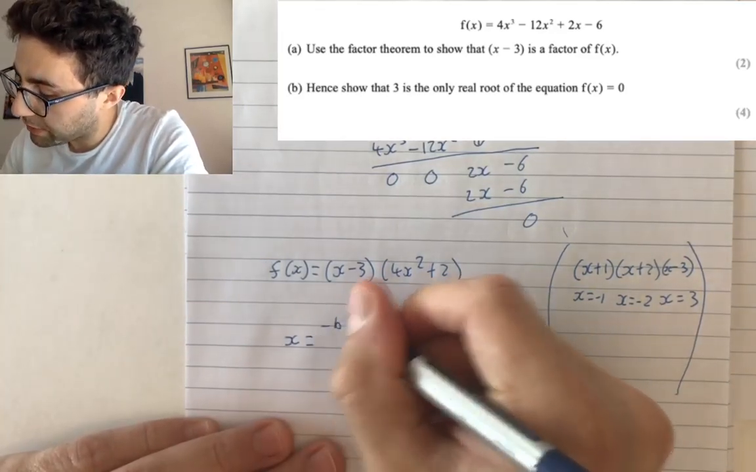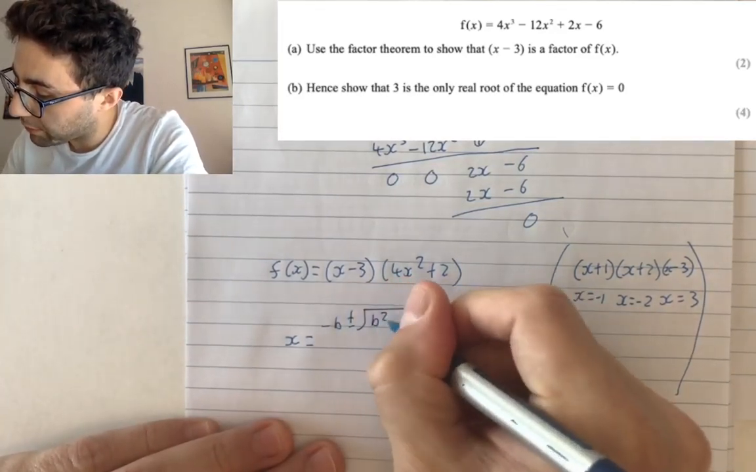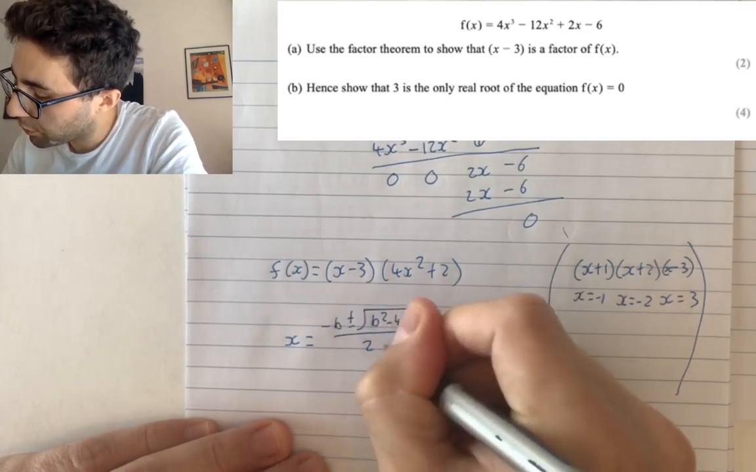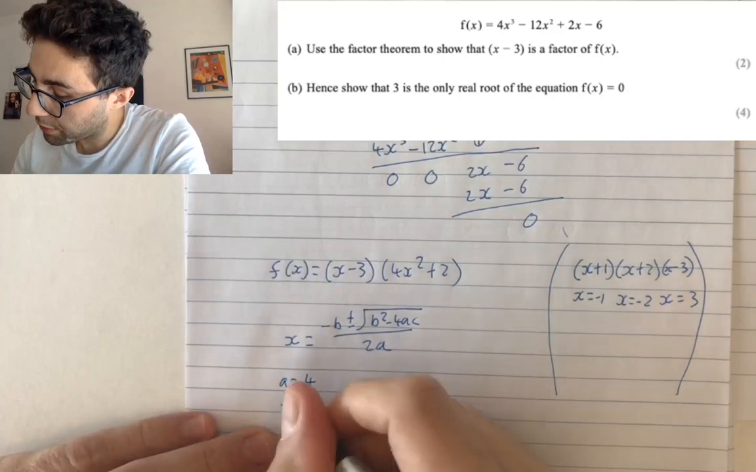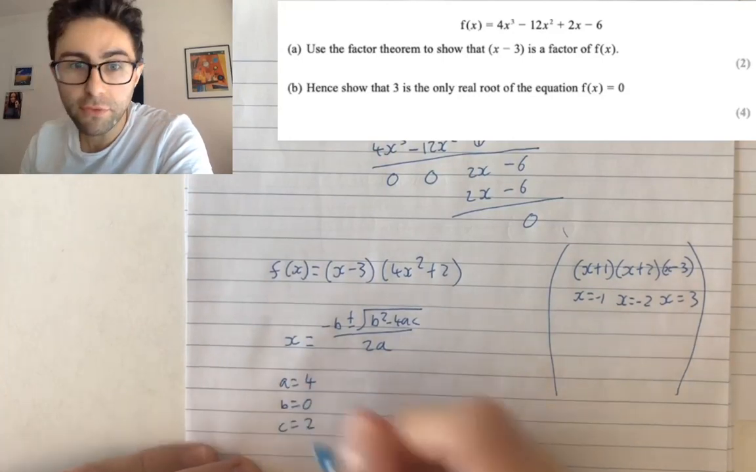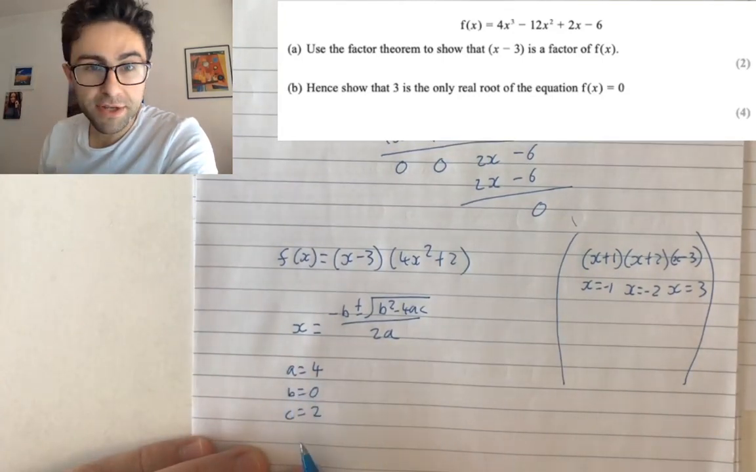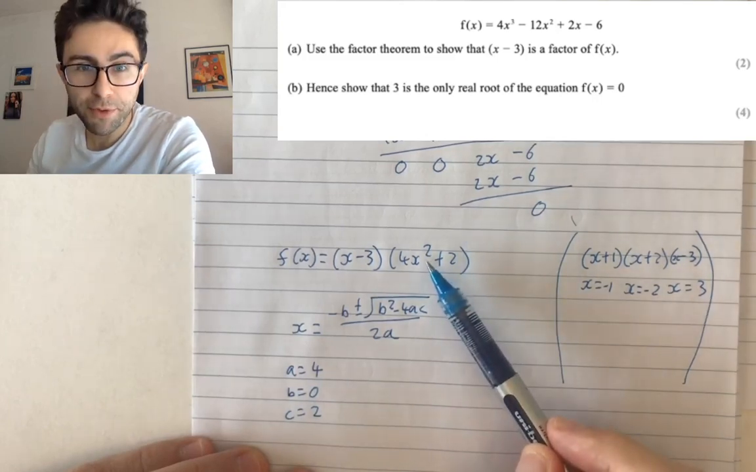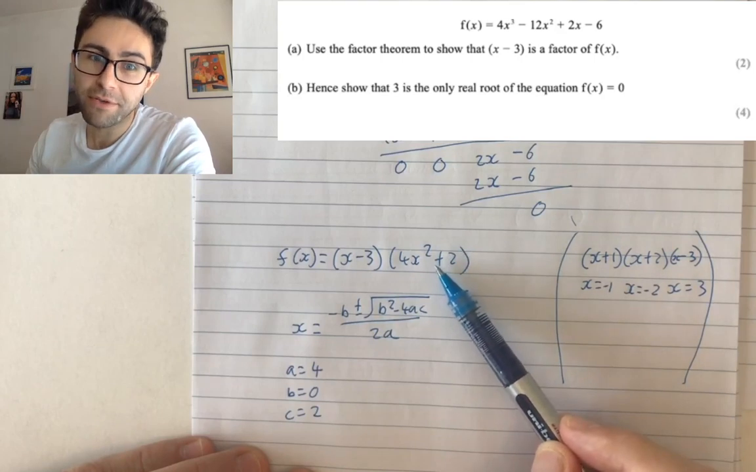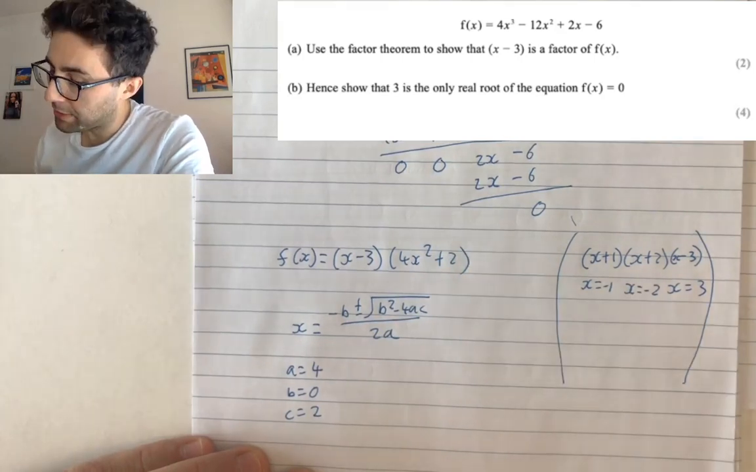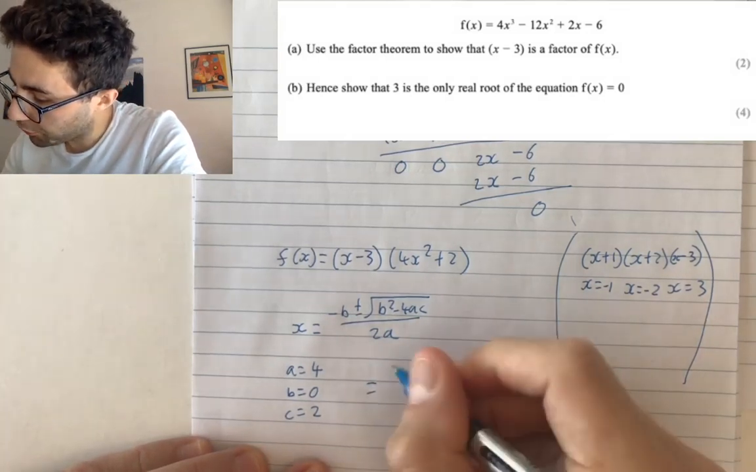x equals negative b plus or minus the square root of b squared minus 4ac, all over 2a. a equals 4, b equals 0, and c equals 2. It's always worth pausing for thought for a moment. The number in front of the x squared is 4. There isn't a b term there. There's nothing with an x, so b is 0. Let's go for it.